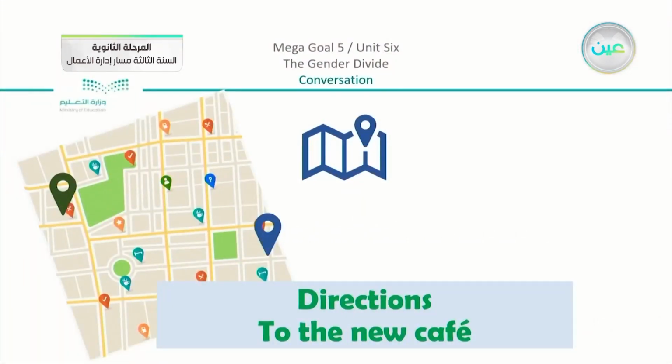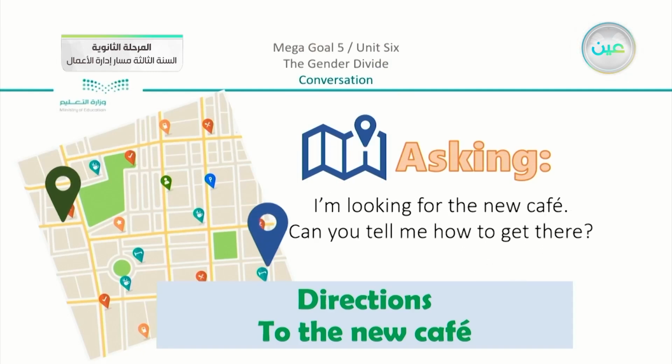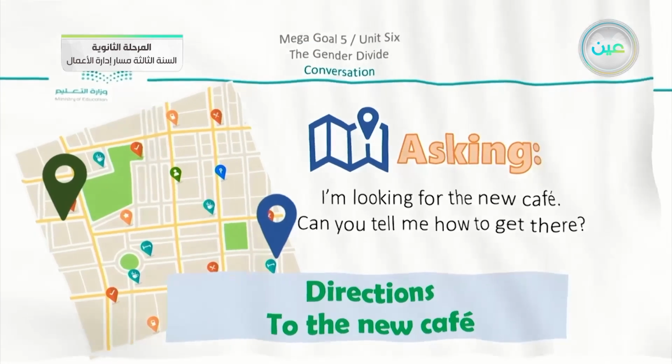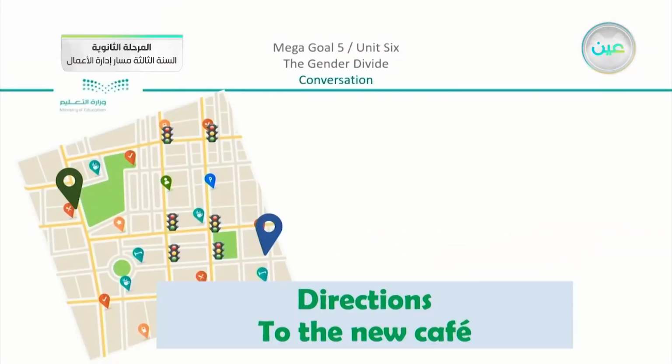We are going to mention something about directions to the new cafe. Now I can start by asking someone, I'm looking for the new cafe. Can you tell me how to get there? Now, since I am going to give directions, I do have lots of options. For example, we can say, go straight on this street until you get to the traffic light.